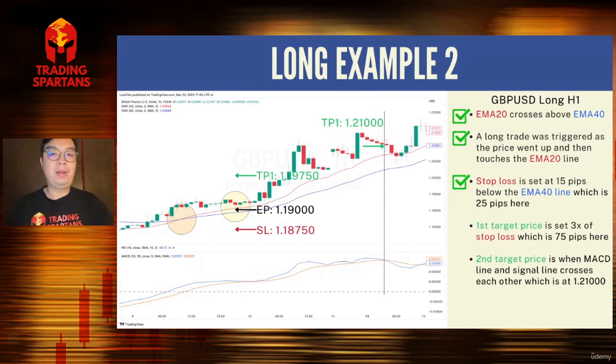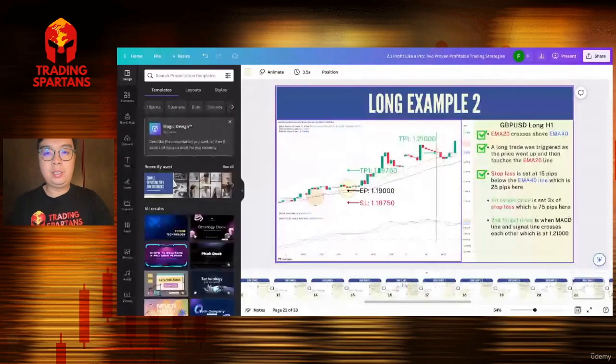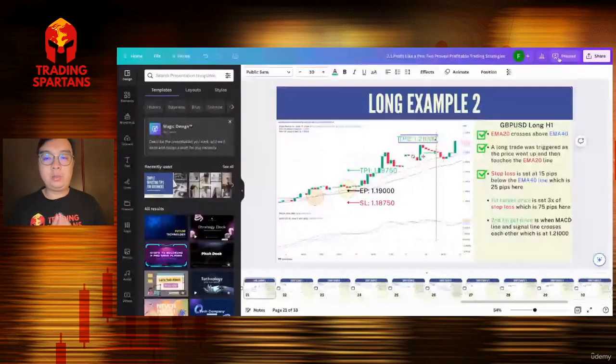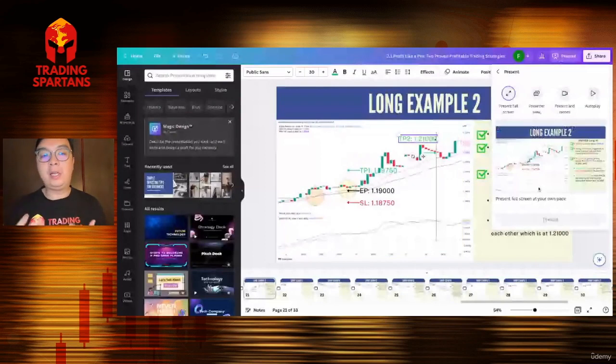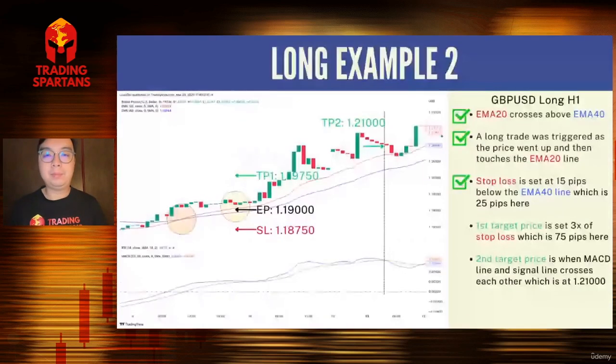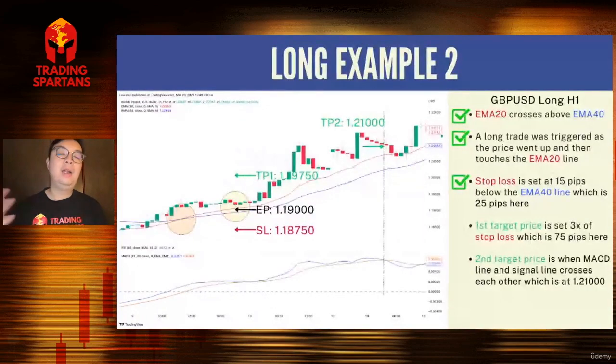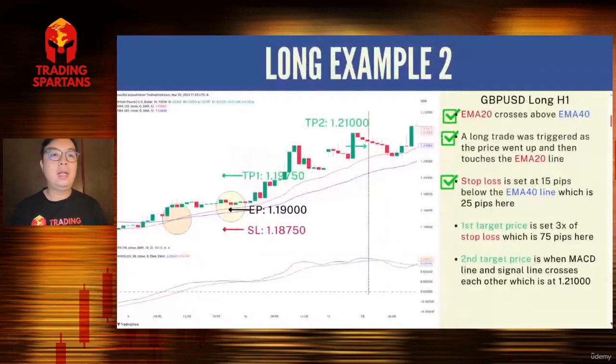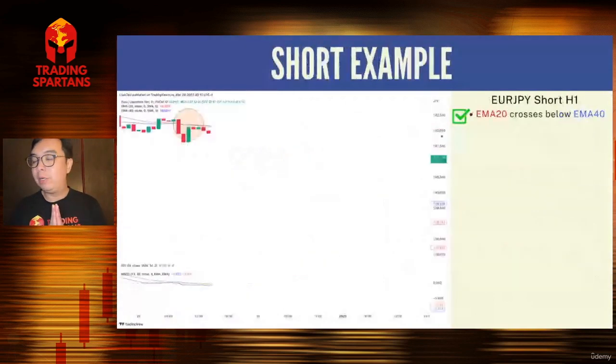It's not, right? So okay, let me just change this. This is TP2. So it's not, right? The thing is you can always re-enter the trade as long as the EMA 20 is already above EMA 40. Okay, so that's the beauty of this. Okay, next, let me give you a short example. Likewise, this time we are using the Euro Yen short H1 chart.